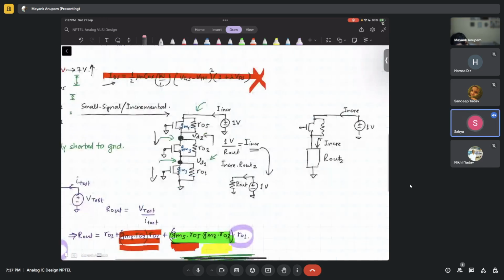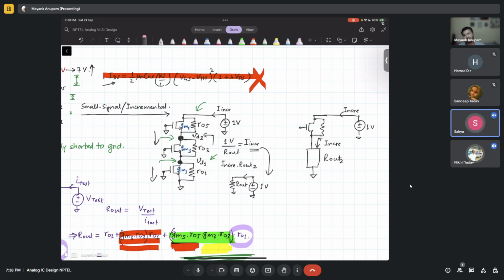So then the voltage there should be I incremental into R out 2. Yes, I incremental into R out 2. And R out 2 is your R GM3 into that small portion, contributing the lower transistor's transconductance.